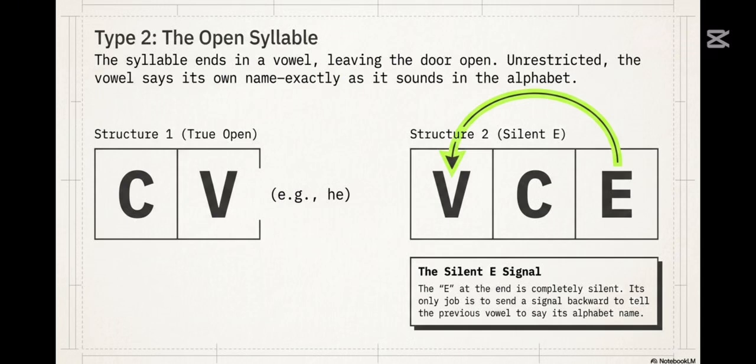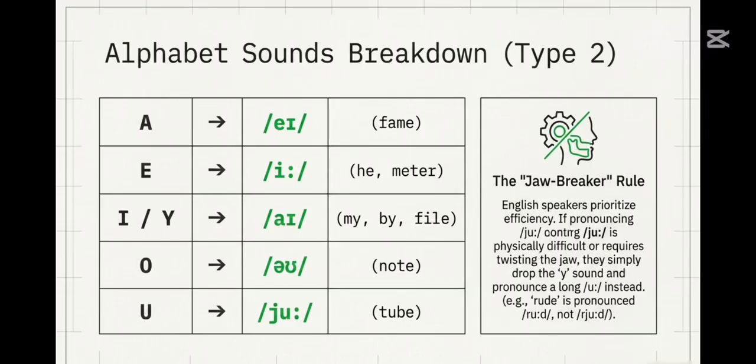For example, the word cap. If you add the letter E at the end, silent E, it becomes cape. So from cap to cape. Then from kit to kite. From hop to hope. You should pronounce vowels in an open syllable just like in the alphabet.